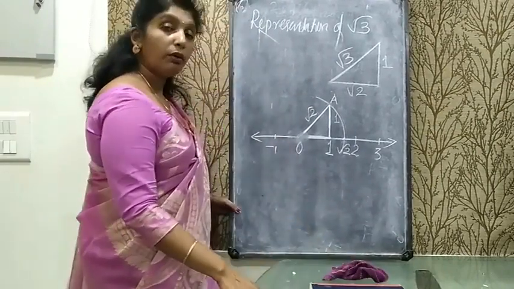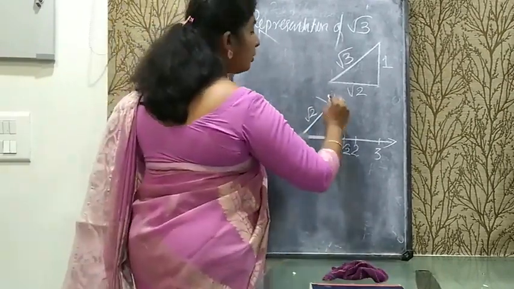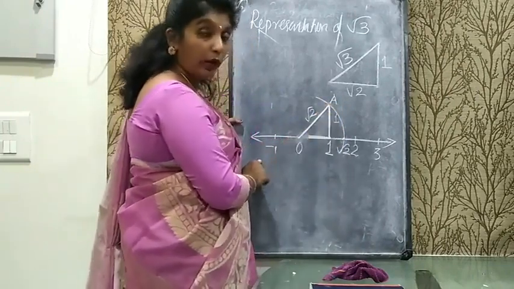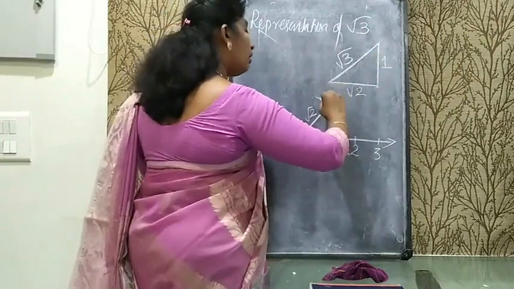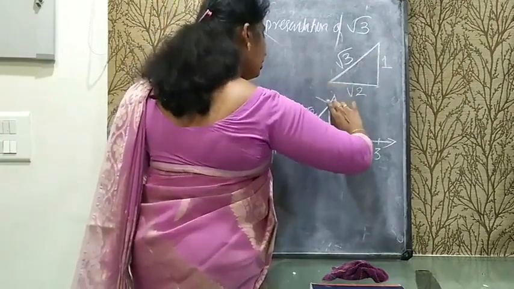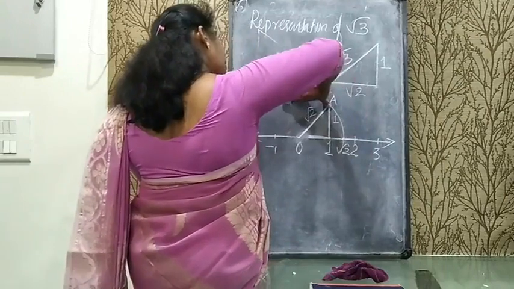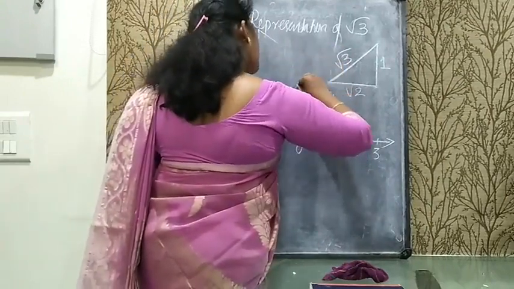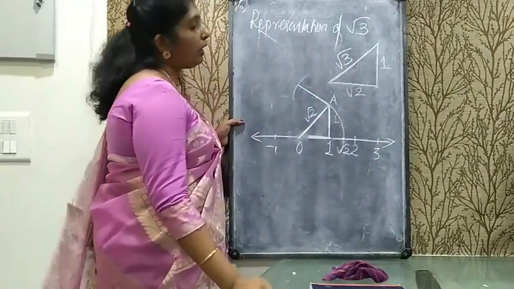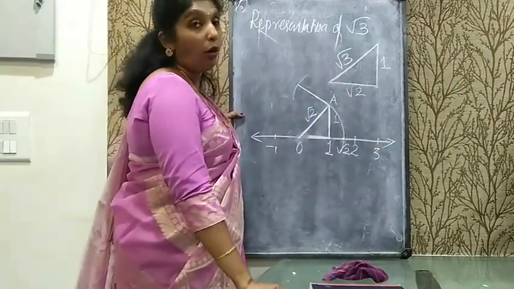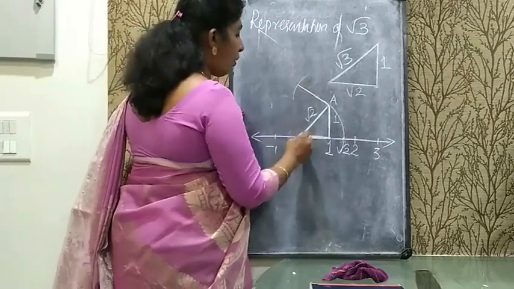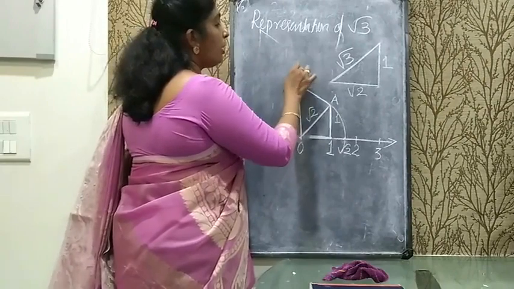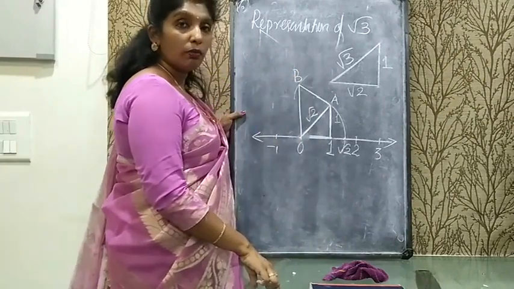First of all, what you have to do? You need to take the base as root 2. That already it is there. We don't have to draw. Now perpendicular 1 unit you have to draw. The same distance you have to take here. The perpendicular means using the protractor you can take the perpendicular. 1 unit perpendicular you have to draw. Then join this point with 0. This was A, so this point you can mark as B also.